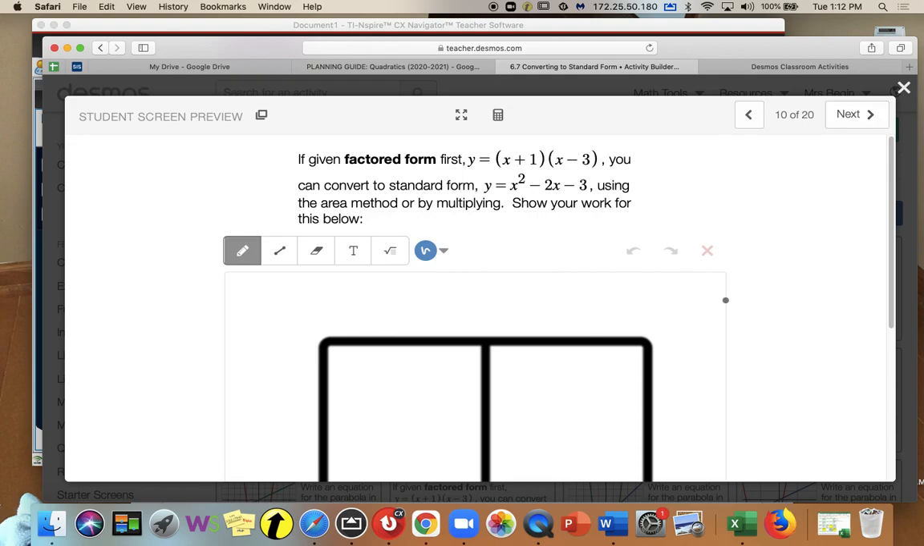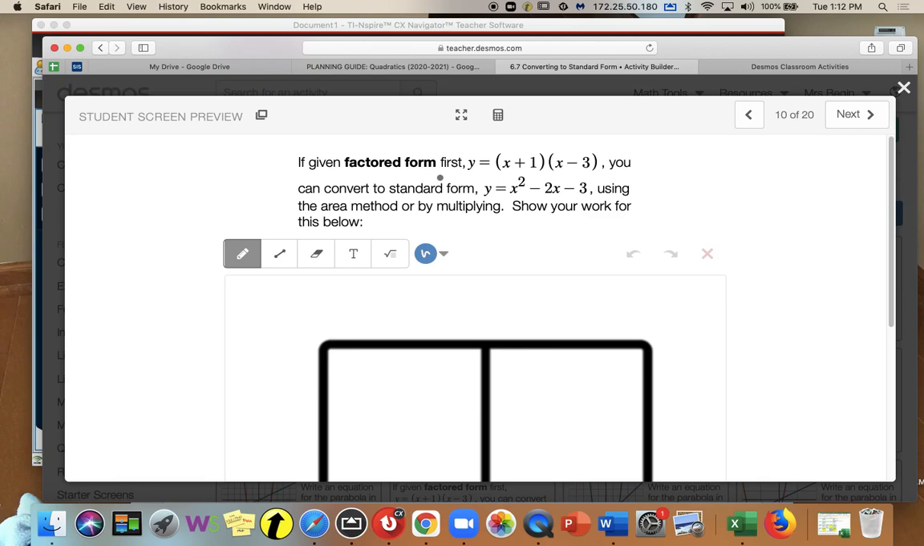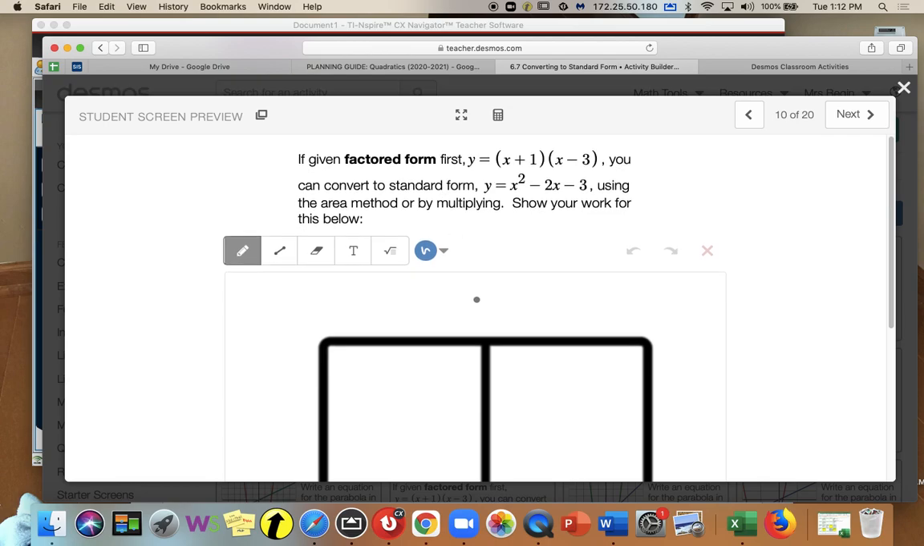If given factored form, you can convert it to standard form using the area method below or by multiplying. Show your work. All right, I am not great at writing on this, so I'll pop it up on my iPad so it looks a little bit nicer. Okay, so I'm going to write it first. Y equals x plus 1 times x minus 3.